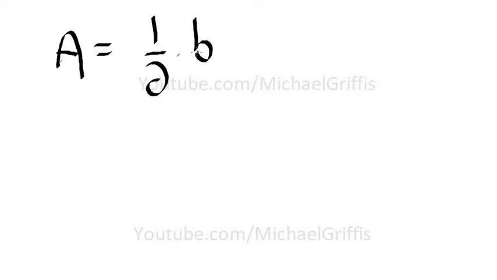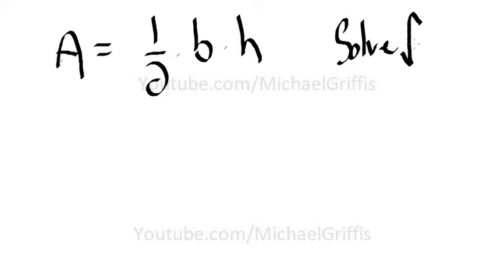Alright, let's take a look at another one here. A is equal to a half times b times h, and we want to solve for h, let's say. So this is also a known one. This is a half times base times height. A half of the base times the height. So what do you think that is?